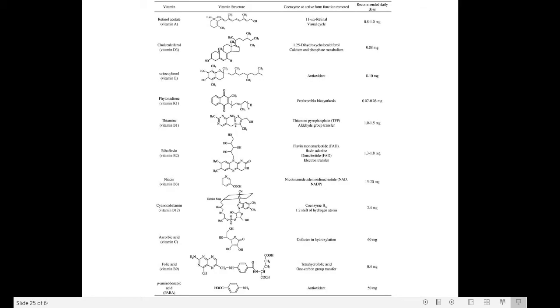Para-aminobenzoic acid is a vitamin, called PABA. It's an antioxidant. It is a very small antioxidant structure, the aminobenzoic acid, called PABA.